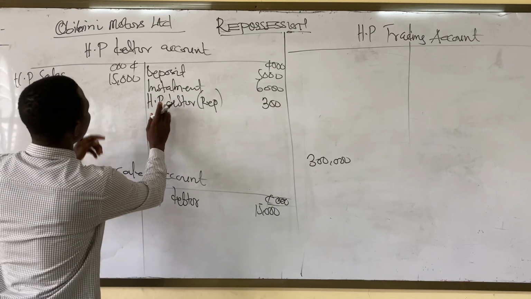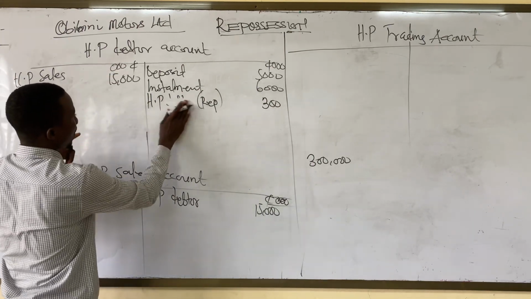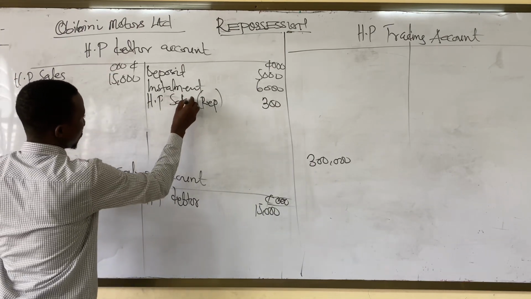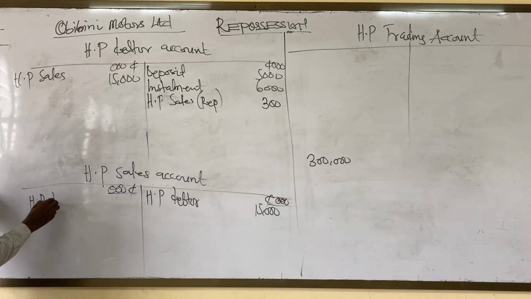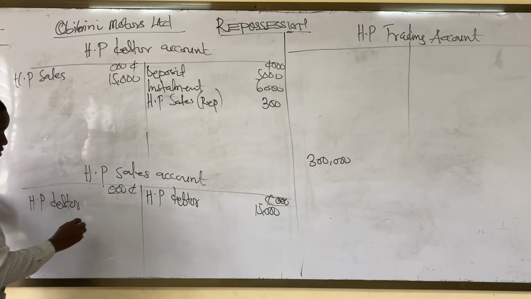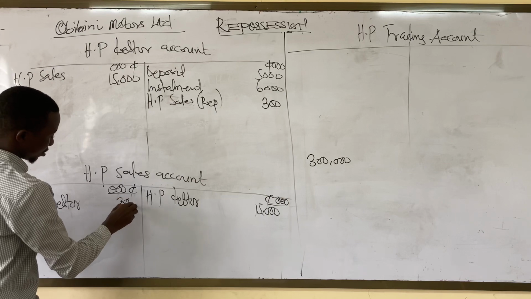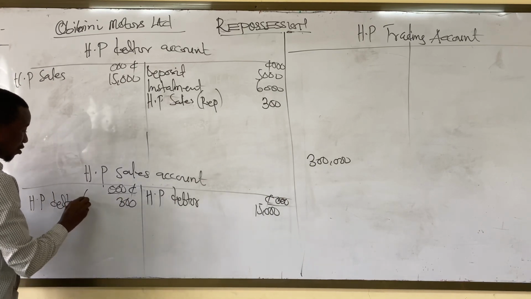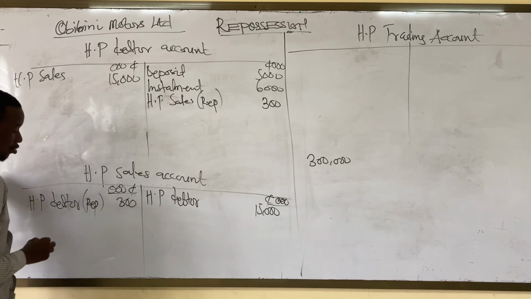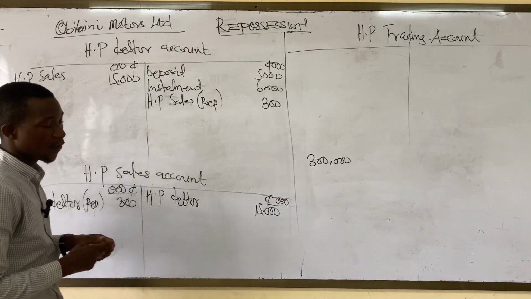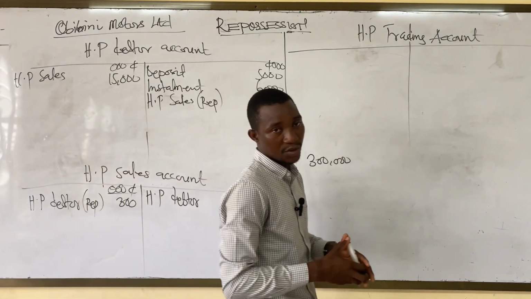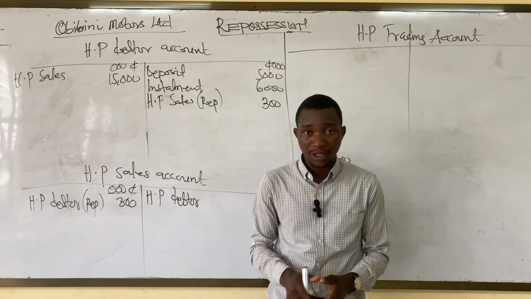Sorry, this is the HP debtor account, so we have HP sales as the corresponding entry. So here will be HP debtor, and the amount is 300,000. This is due to the repossession. So we are done passing the double entry for the selling price of the repossessed goods. So let's still read a portion of the question.